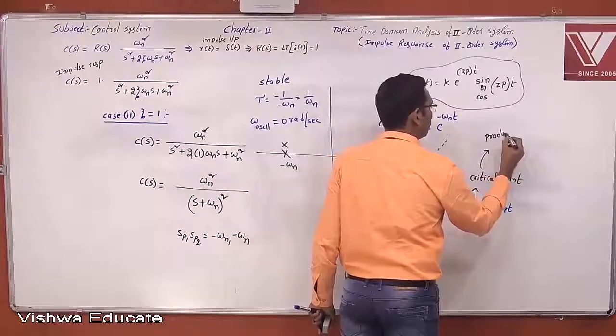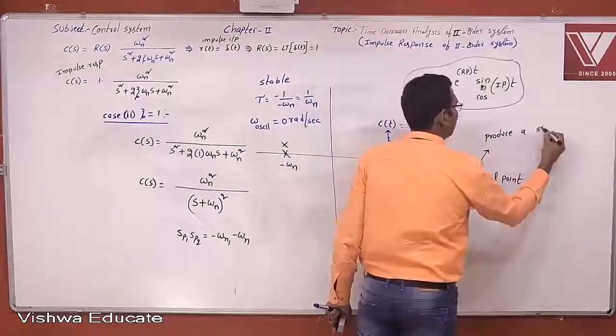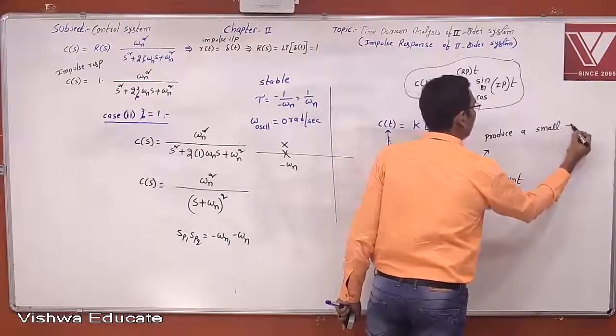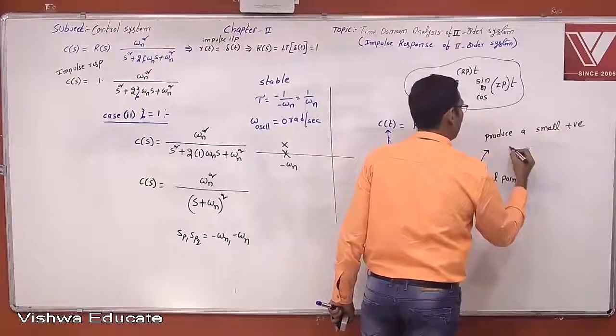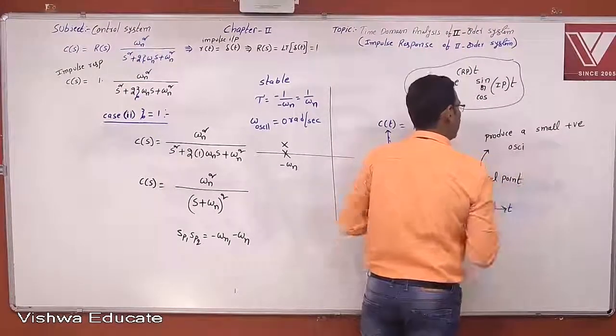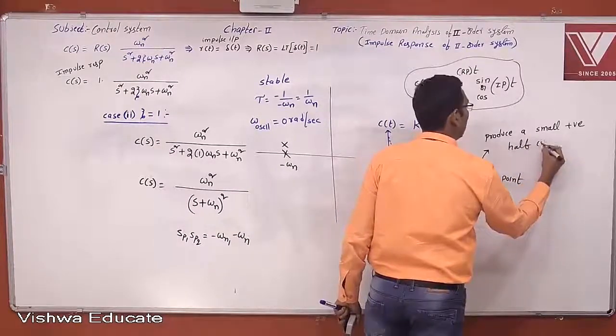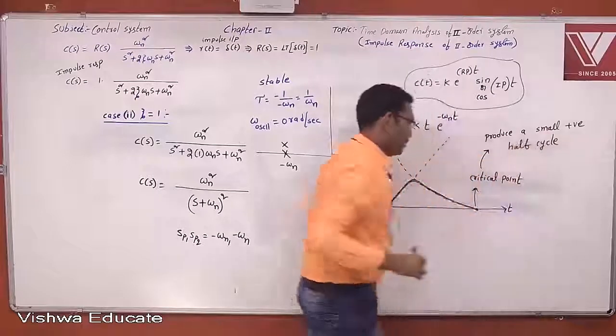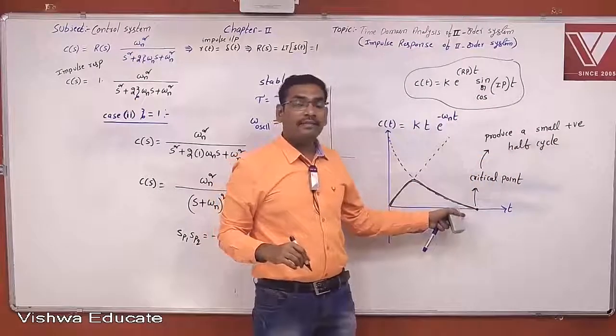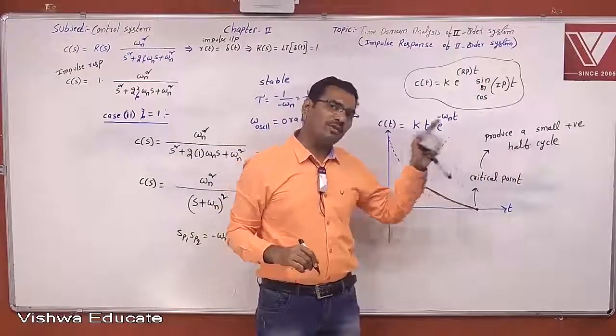it produces a small positive half cycle. Don't say oscillations, say positive half cycle. At this critical point, it will not stop; assume it will continue.